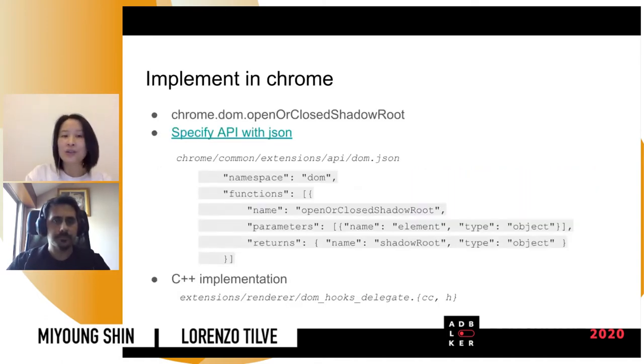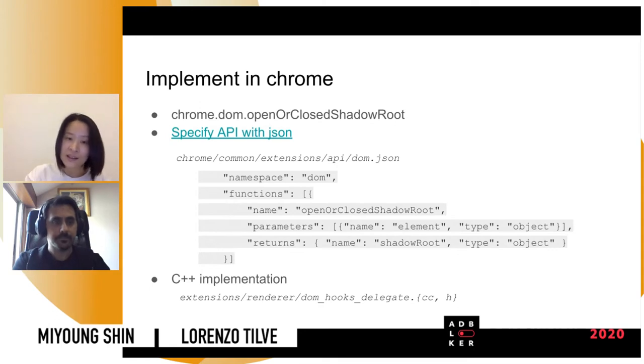Now, what I actually did for the implementation in Chrome. First, I specified the DOM namespace and the open or closed shadow root method in JSON format. This file describes the API and the functions, events, types, and properties it contains. Extension APIs can be specified in either IDL or JSON. During compilation, all files are converted to JSON objects. The benefit of using a JSON file directly is that it is more clear what the JSON object output will look like.